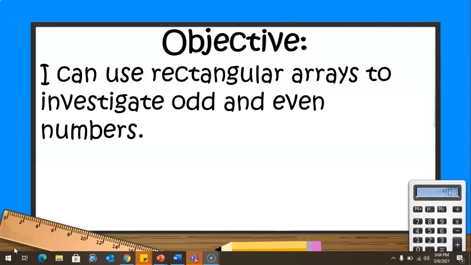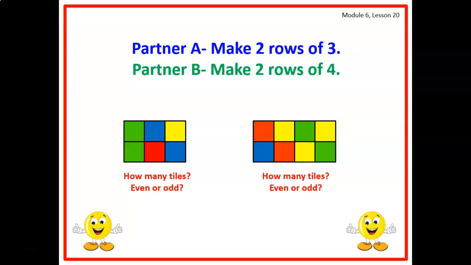Our objective for today: I can use rectangular arrays. So we're going to make arrays to investigate even or odd numbers. Let's start. Okay, boys and girls, we are going to figure out what happens when we add 2 even numbers together. So the first partner, which is still me, makes 2 rows, row 1, row 2, of 3. The other person makes 2 rows of 4, row 1, row 2, and each one has 4. 1, 2, 3, and 4.